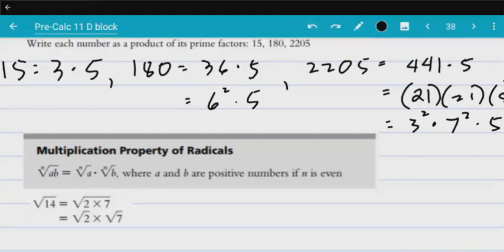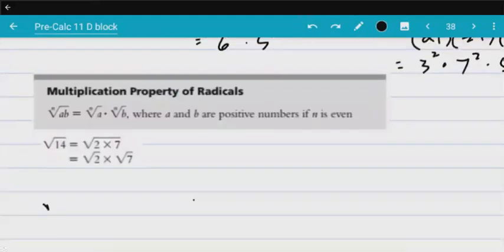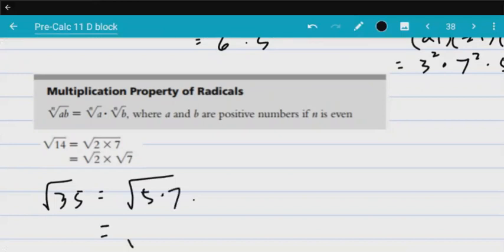Now, if you're thinking, okay, can I see an example right here? For example, the root of 14 is equal to the root of 2 times 7, isn't it? So this one can be split up into two parts: root of 2 times root of 7. Okay. What else? For example, root of 35. That would be root of 5 times 7, which is root of 5 times root of 7. What about if it was a cube root?